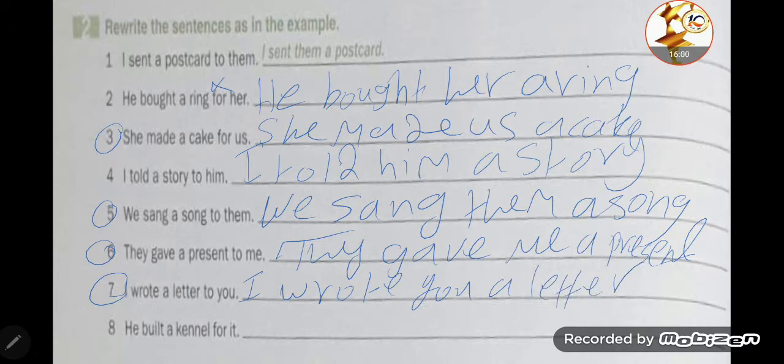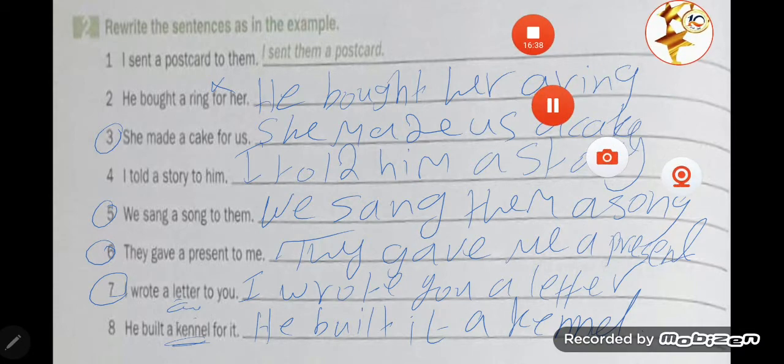Number 8. He built a canoe for the dog. A canoe, or kennel, is a small house for a dog, outside the house, for the dog to sleep in. It's usually outside the house. So it becomes: he built it a canoe.